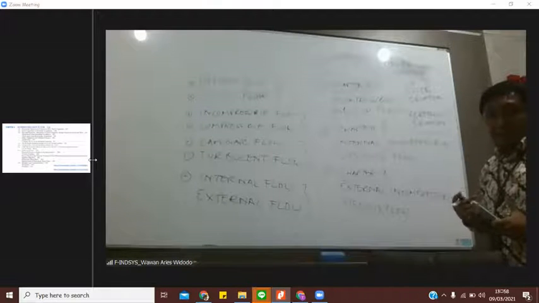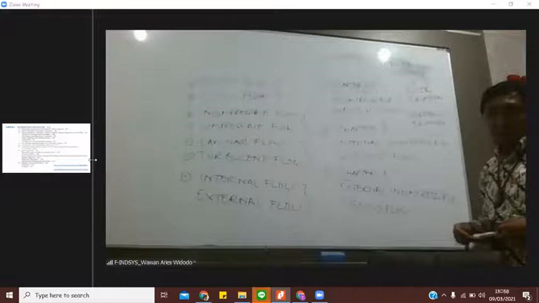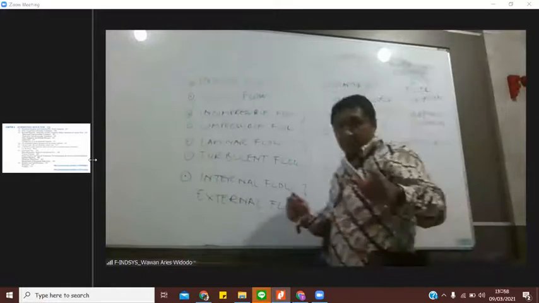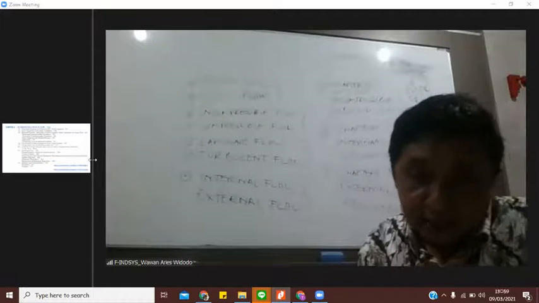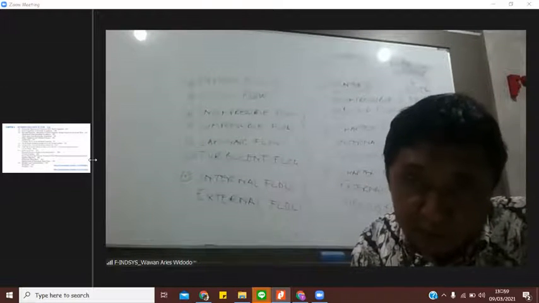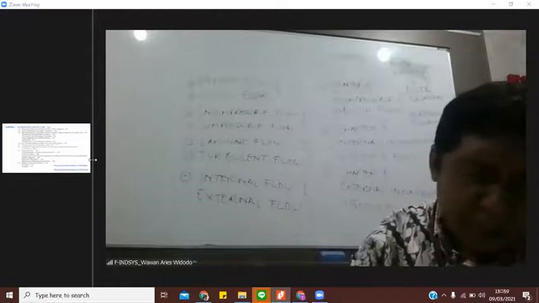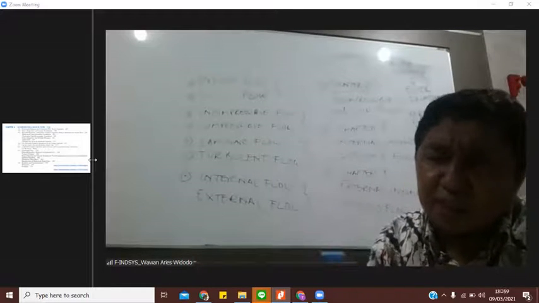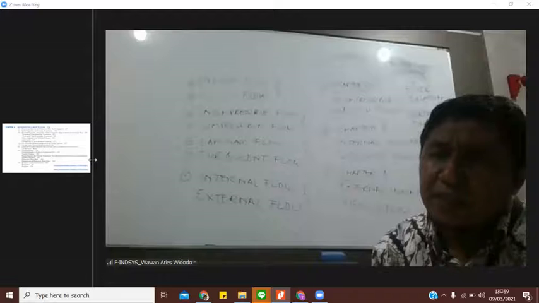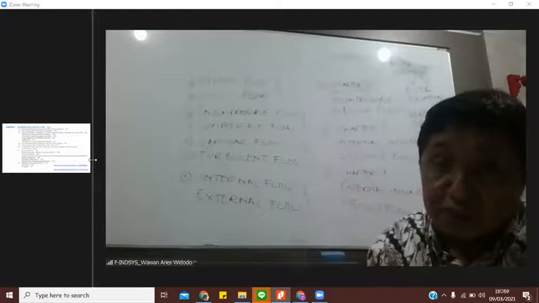And then we can discuss more specifically the terminology about irrotational flow: velocity potential and stream function. This is the mathematical modeling, how to identify incompressible inviscid flow.